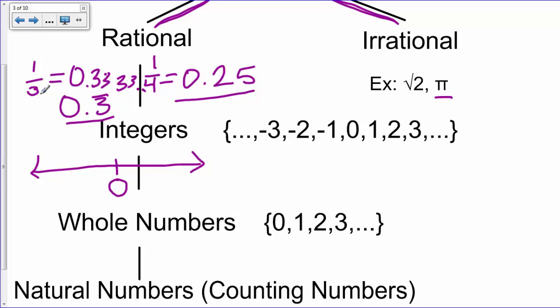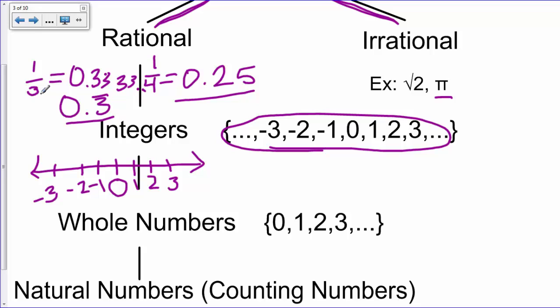0. To the right we put our positive numbers, so we have 1, 2, 3, and it keeps going. To the left, we would have our negative numbers. So we have -1, -2, -3, and again, it keeps going. So our integers are numbers that we show on a number line, which is what we show right here. This is the set of integers. Notice that we have the ellipsis on both sides because the numbers keep going in both the positive and negative directions.